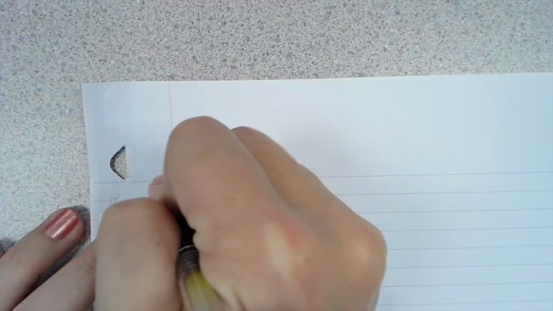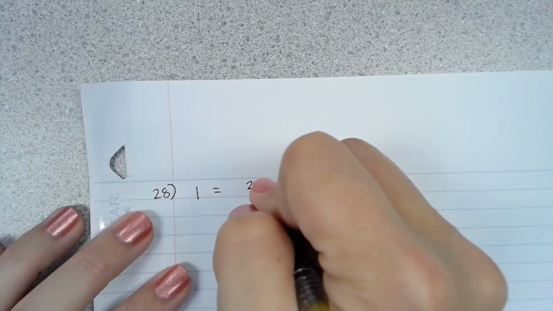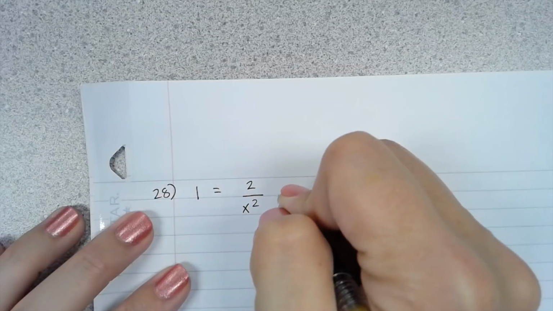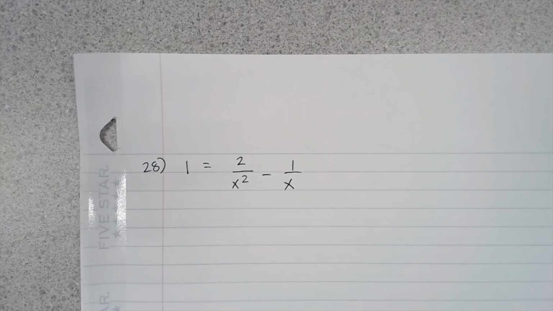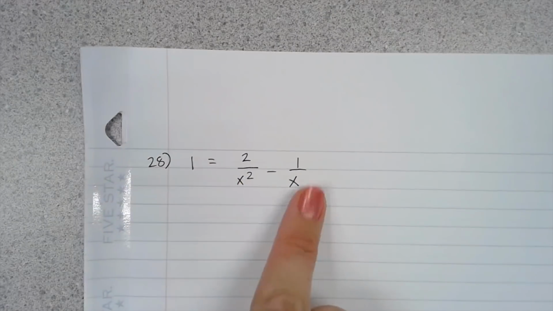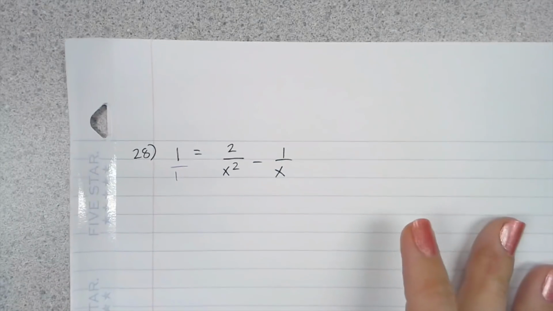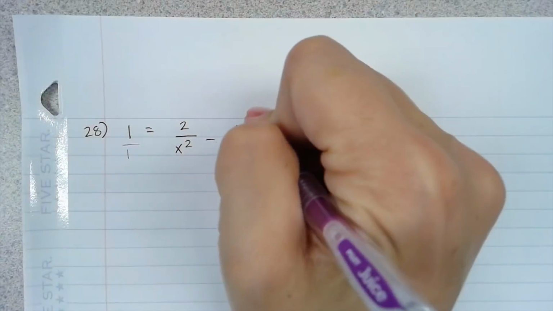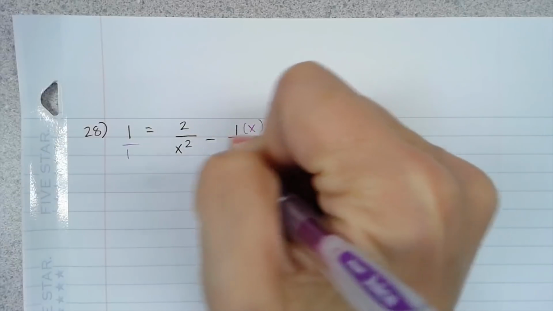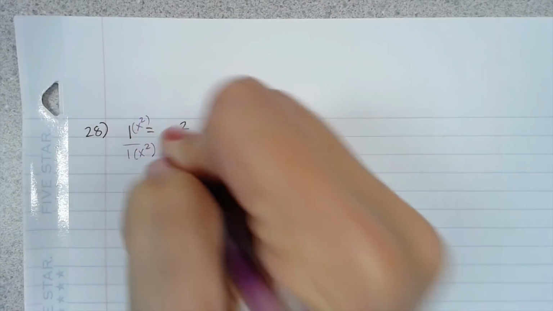On question 28, 1 is equal to 2 over x squared minus 1 over x. So same thing, I know that this is a rational equation because it contains 3 components and it has an equal sign. This one has a 1 in the bottom, and so I'm trying to make the bottoms match. Remember that you want to do the least amount of work you need to make the bottoms match. So this one has 2 x's, so this one would need 1x to make it match, and then this one would need 2 x's to make it match.